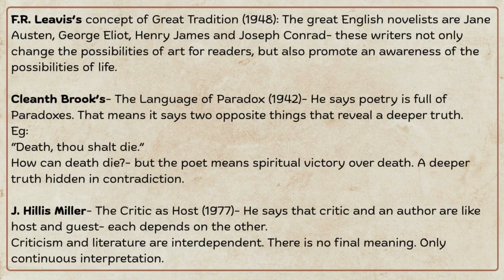And the next concept is F.R. Leavis's The Great Tradition, published in 1948. The great English novelists are, according to F.R. Leavis, Jane Austen, George Eliot, Henry James, and Joseph Conrad. So the 7 types of ambiguity and F.R. Leavis's Great Tradition, they often ask in your examination. So please do check out the whole information about these concepts.